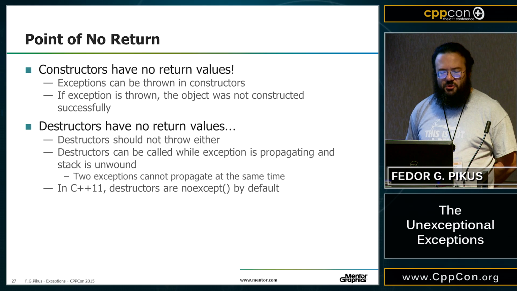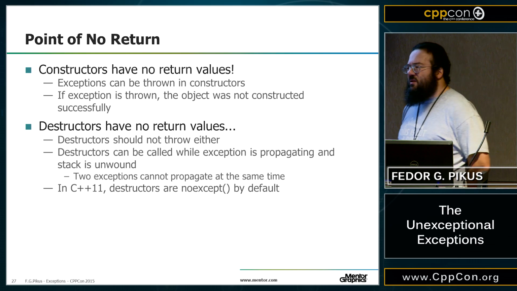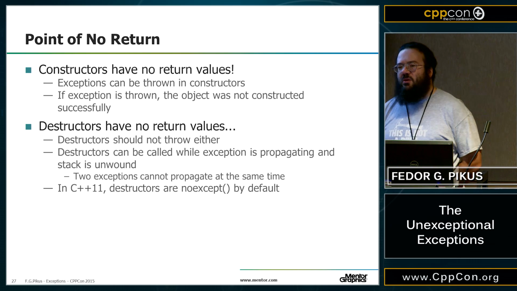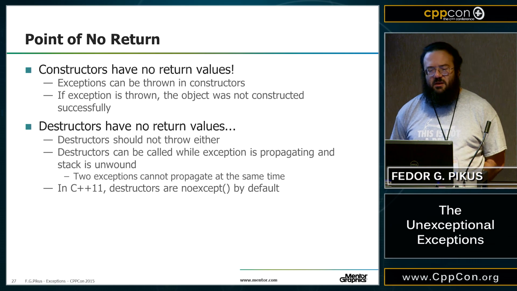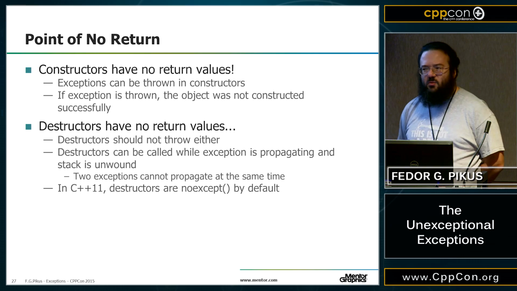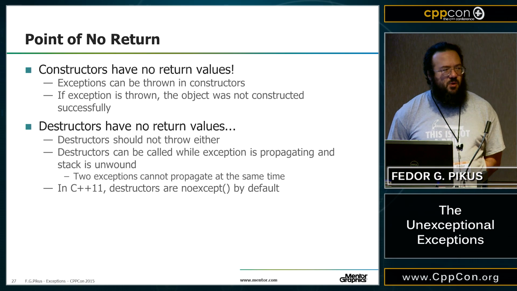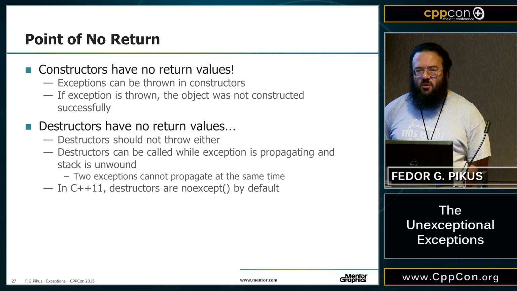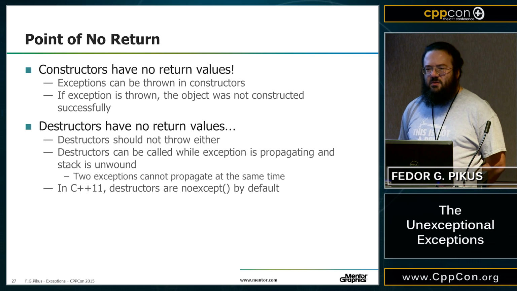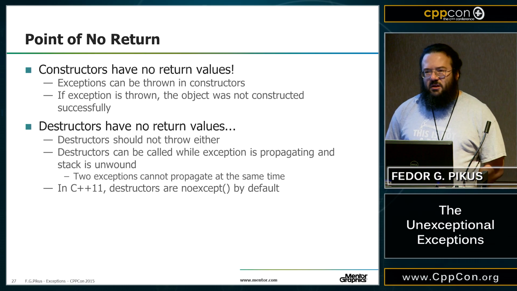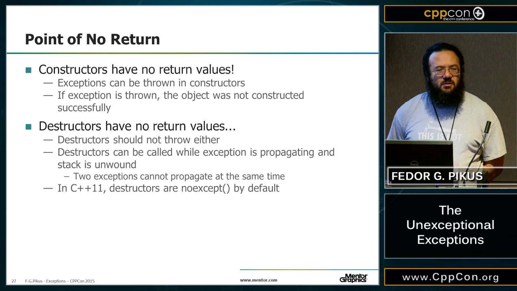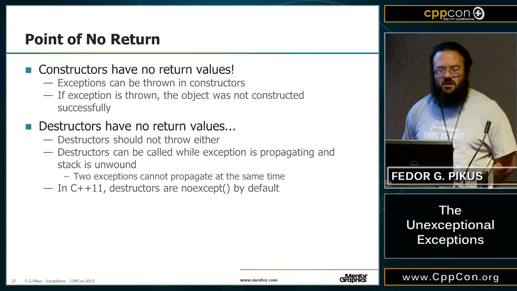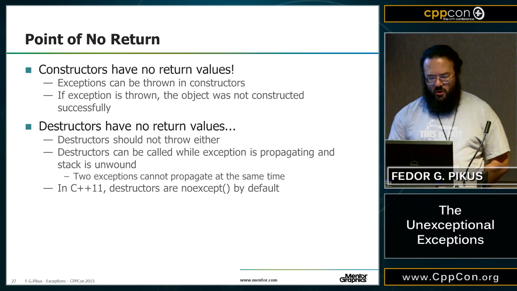Destructors also should not throw. The reason for that is in C++, you can have one exception propagating at any given time. A destructor can be fired as a part of stack unwinding when an exception is propagating. If the destructor itself throws, you now have two exceptions in flight, and the runtime system calls terminate immediately. So technically you can throw, it will compile, and if it actually throws during stack unwinding, the program terminates.